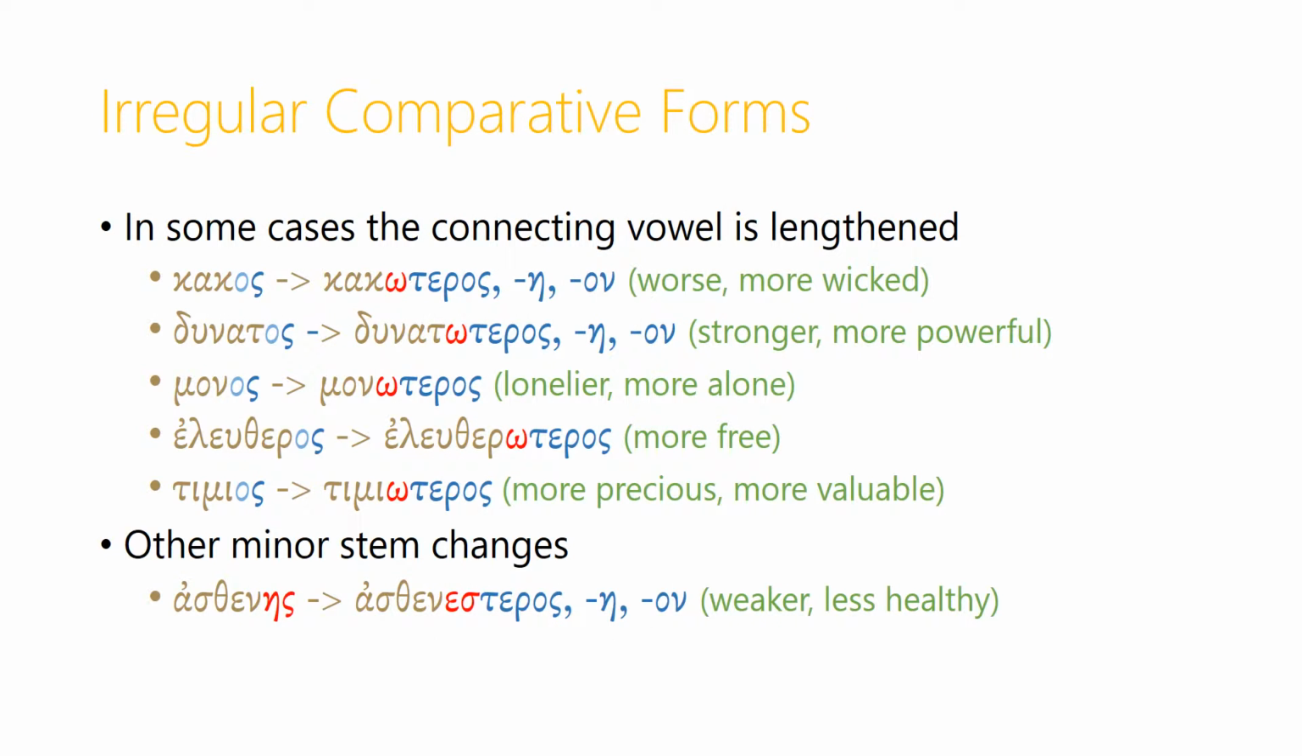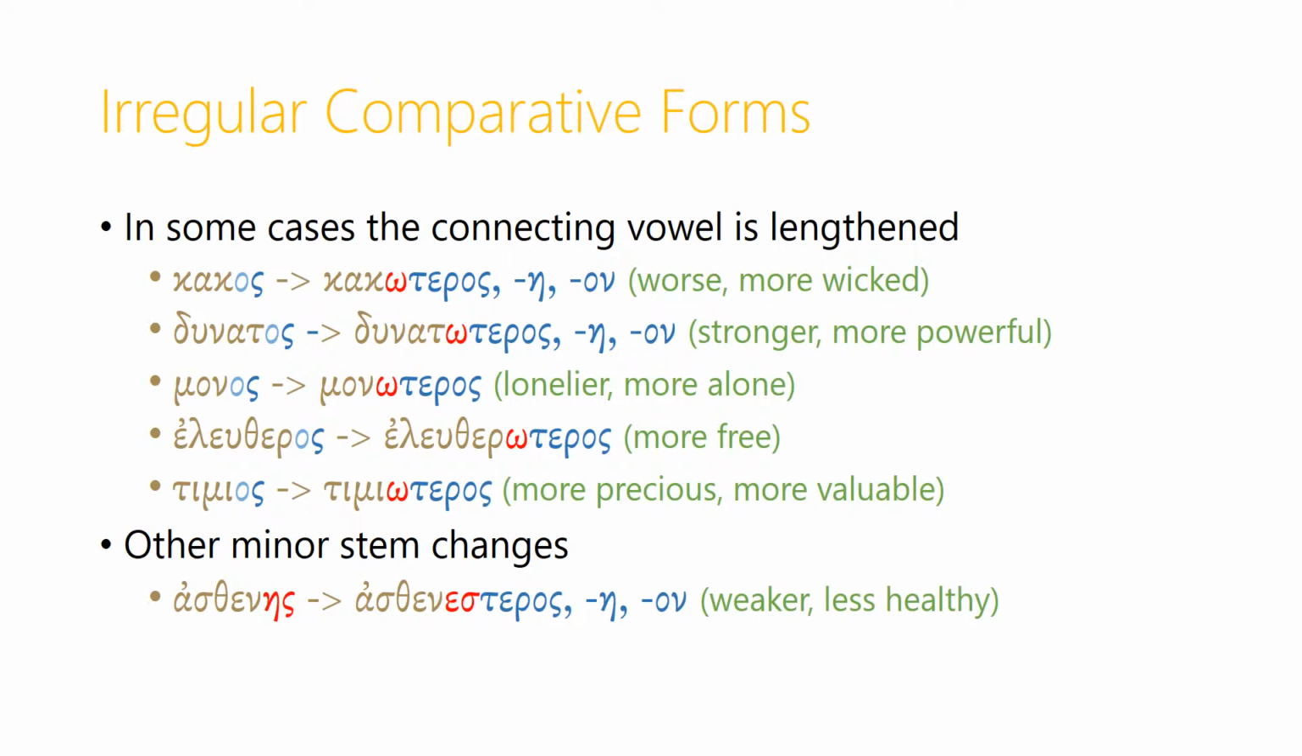Some of these comparative forms are a little bit irregular. In several cases, this is just a matter of the connecting vowel being lengthened, an omicron lengthening to an omega. So kakos, bad, becomes kakoteros, worse. Dunatos, strong, becomes dunatoteros, stronger. Monos, alone, only, becomes monoteros, more alone, lonelier. Eleutheros becomes eleuthoteros, more free, freer. And timios becomes timioteros, more precious, more valuable.